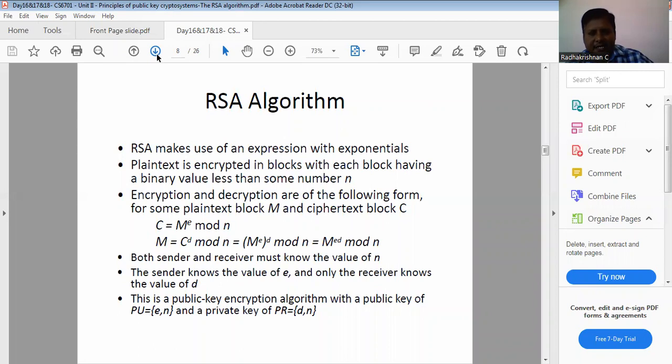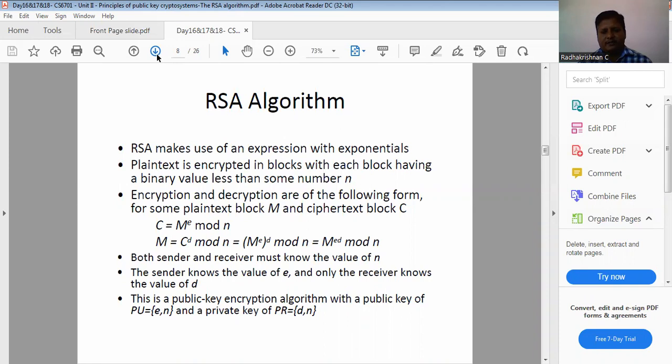Plain text is encrypted in blocks, with each block having a binary value less than some number n. Encryption and decryption are of the following form, for some plain text block M and cipher text block C. The ciphertext is calculated as C = M power e mod n, and similarly the original message is retrieved as M = C power d mod n, which is equal to (M power e) power d mod n, which is equal to M power ed mod n.